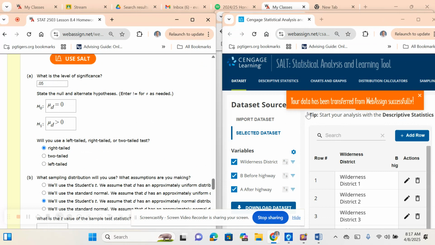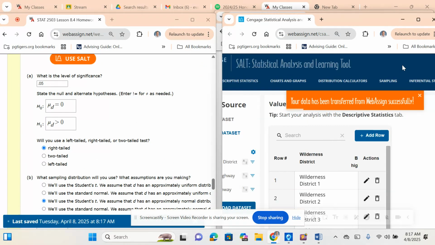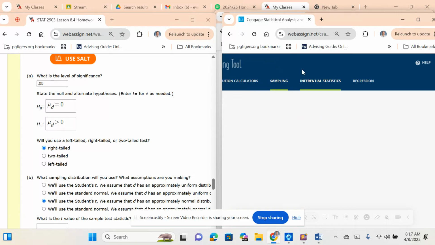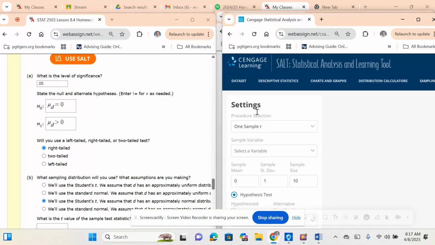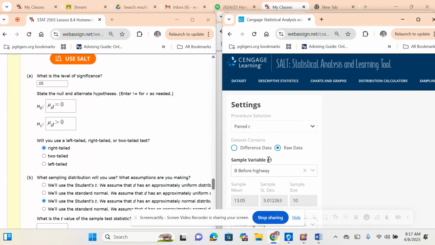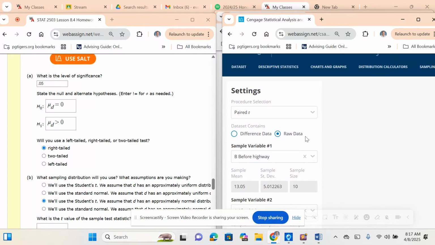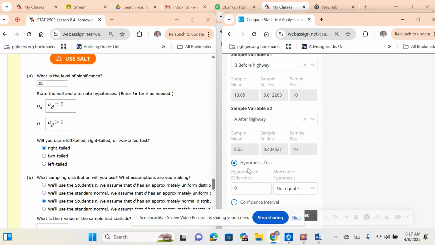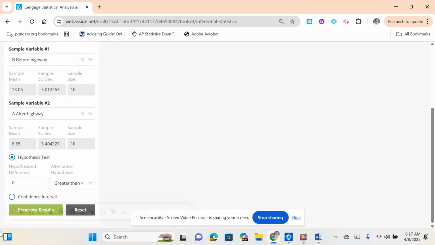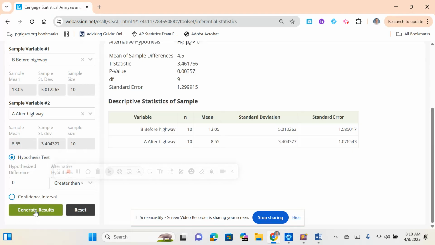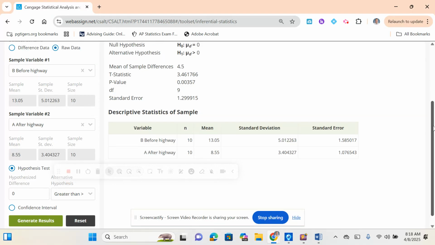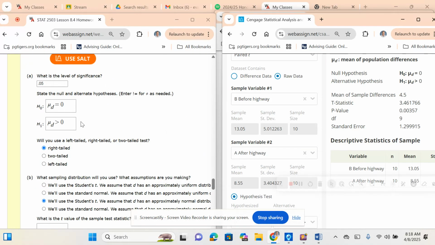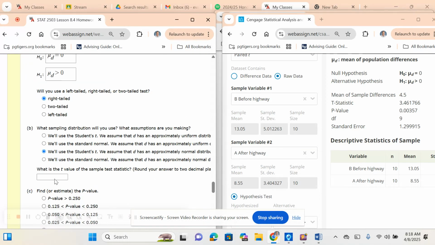All right, so I'm going to go to inferential statistics, and we're going to do a paired t procedure. Raw data. So we're going to do before minus after. Before comes first, after comes second. Hypothesis test, 0, and then it's going to be greater than. Okay, so 0 and greater than. Let me move this out of the way. Show results. And so I've got a t statistic of, it's usually 3 spots, 2 decimal places this time, 3.46.